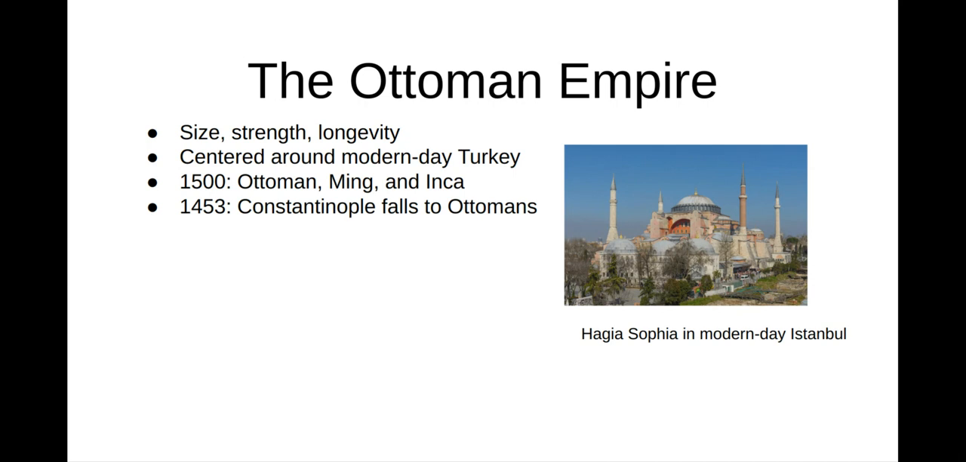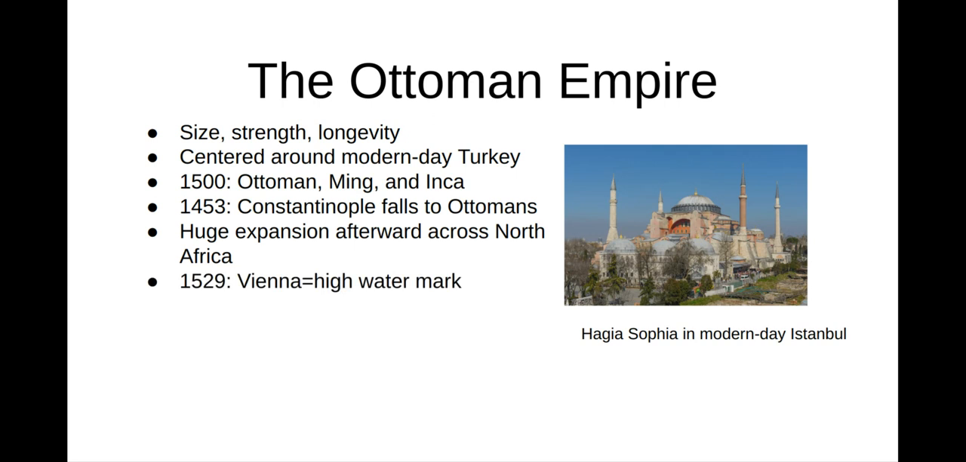1453, Constantinople, which had been the seat of the eastern half of the Roman Empire, the capital of the Byzantine Empire, by 1453 had been almost completely hemmed in by the Ottoman Empire, completely surrounded. And then in 1453, Constantinople finally fell to the Ottomans, and then, of course, was renamed Istanbul. Afterwards, there was huge expansion across North Africa and even all the way into Central Europe.